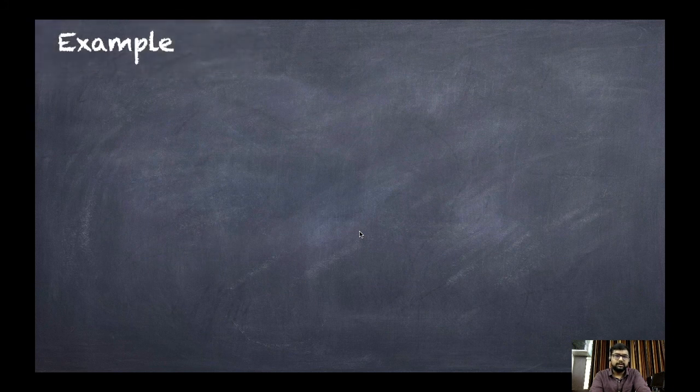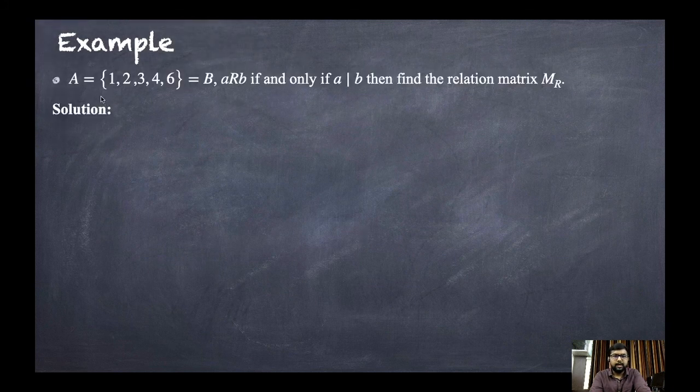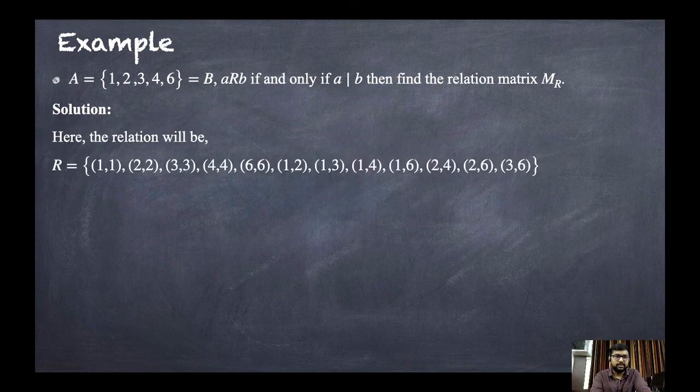Let us discuss another example. A equals {1, 2, 3, 4, 6}, and B is the same as A. Now A is related to B if and only if A divides B. Then find the relation matrix. Now this will be easy. First, what will be the relation? A divides B. First, see, each and every element divides itself.